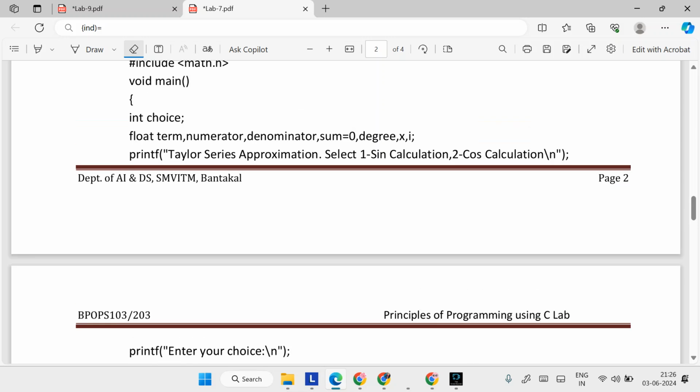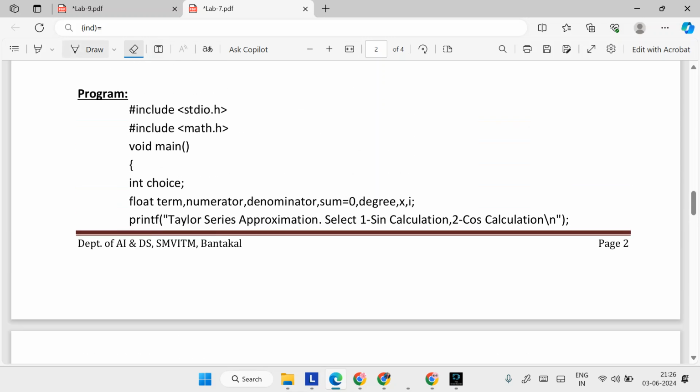Okay. So two header files are included. The first header file is for the input output functions. The second header file is for the inbuilt functions sine and cos. Then you are going to ask the user for a choice. So the user can choose between finding the Taylor series approximation for sin x or for cos x. And some terms are also there: term, numerator, denominator, sum, degree, x and i.